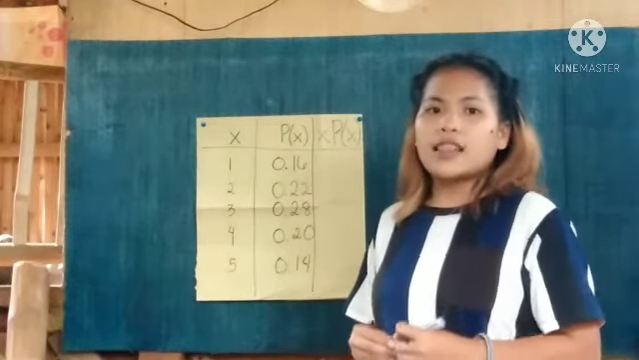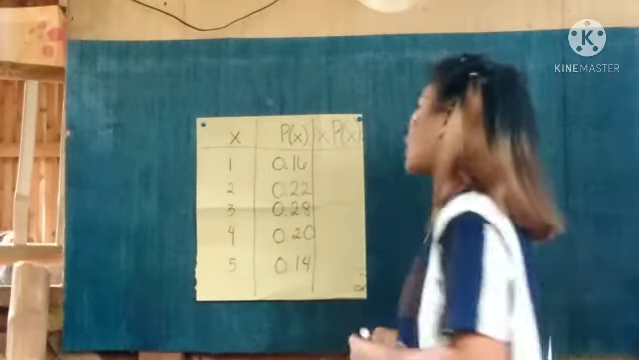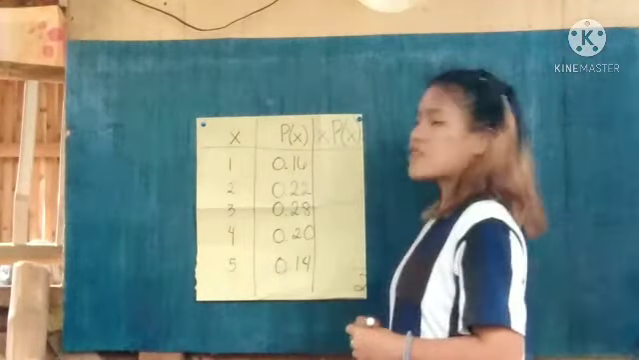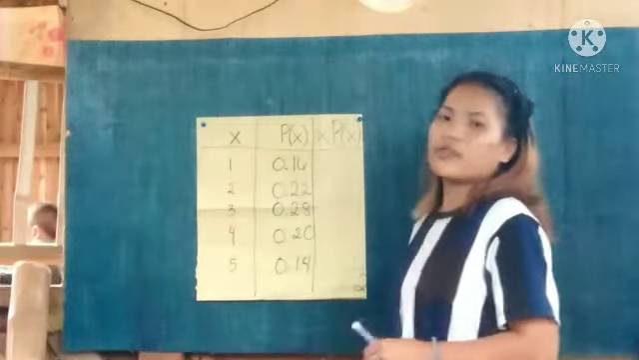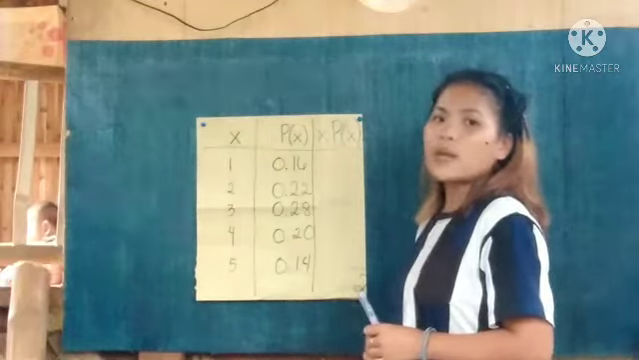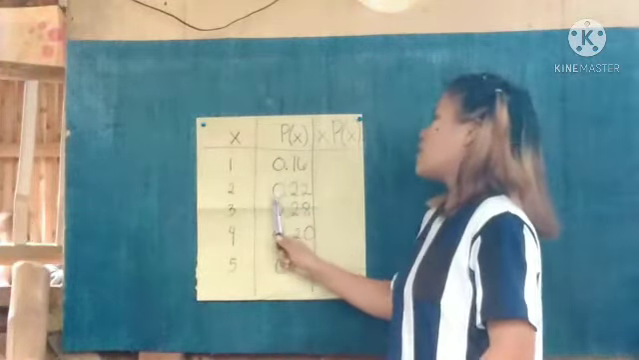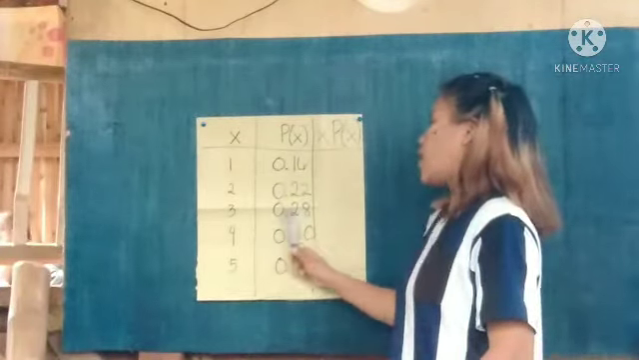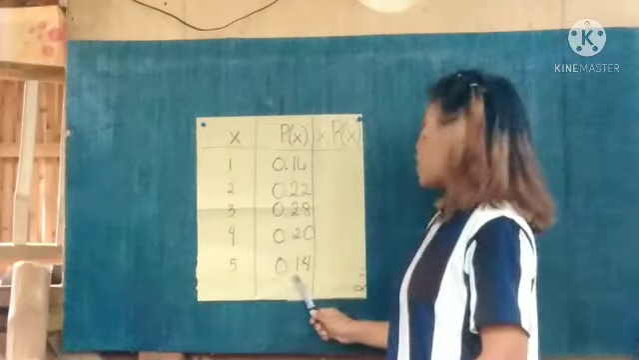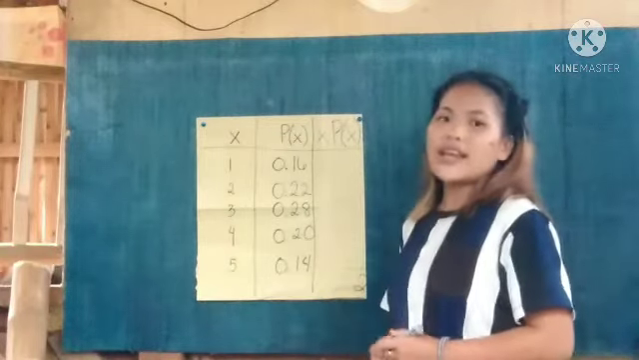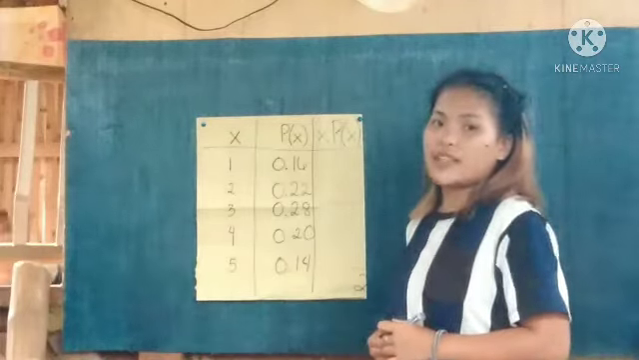So first, let's have x times the probability of x. We have here x, which are 1, 2, 3, 4, and 5. Then their corresponding probabilities are 0.16, 0.22, 0.28, 0.20, and 0.14. So let us multiply x to each corresponding probability.